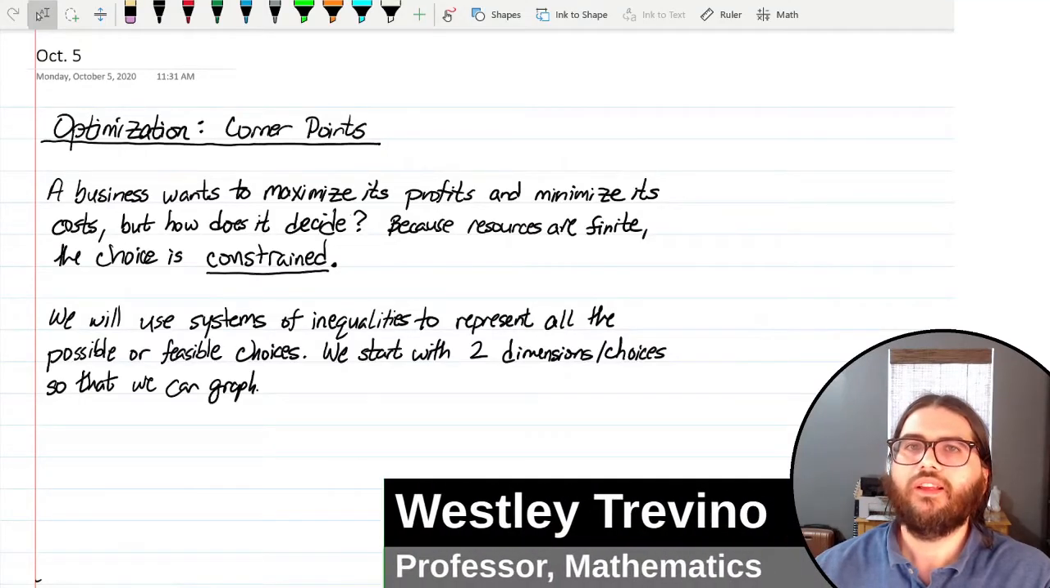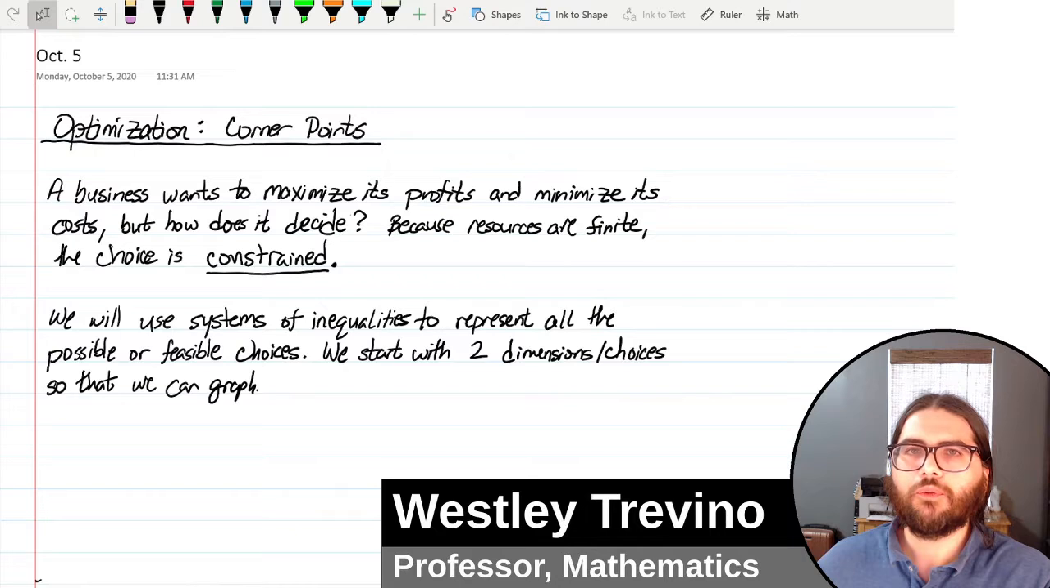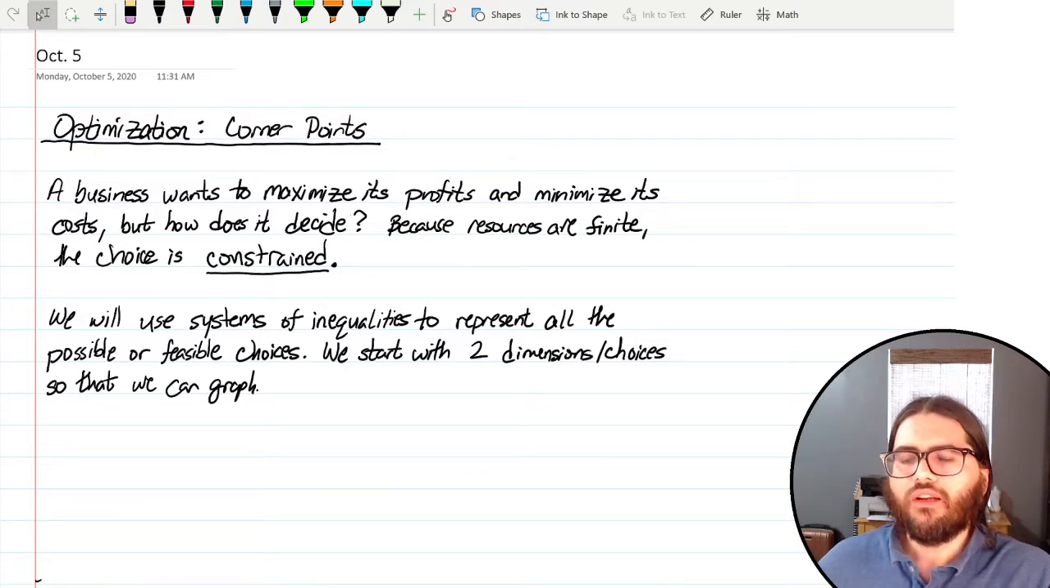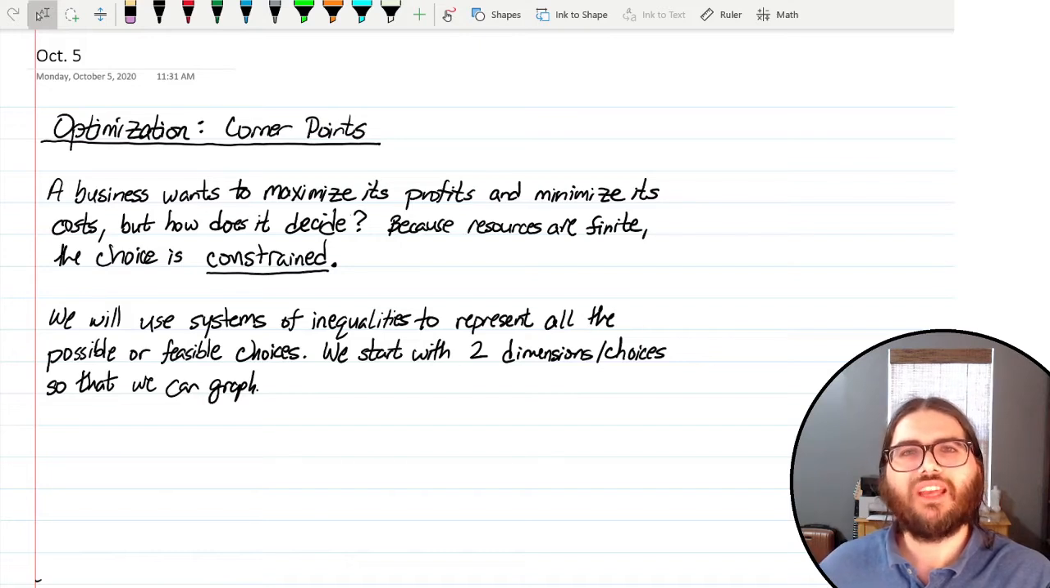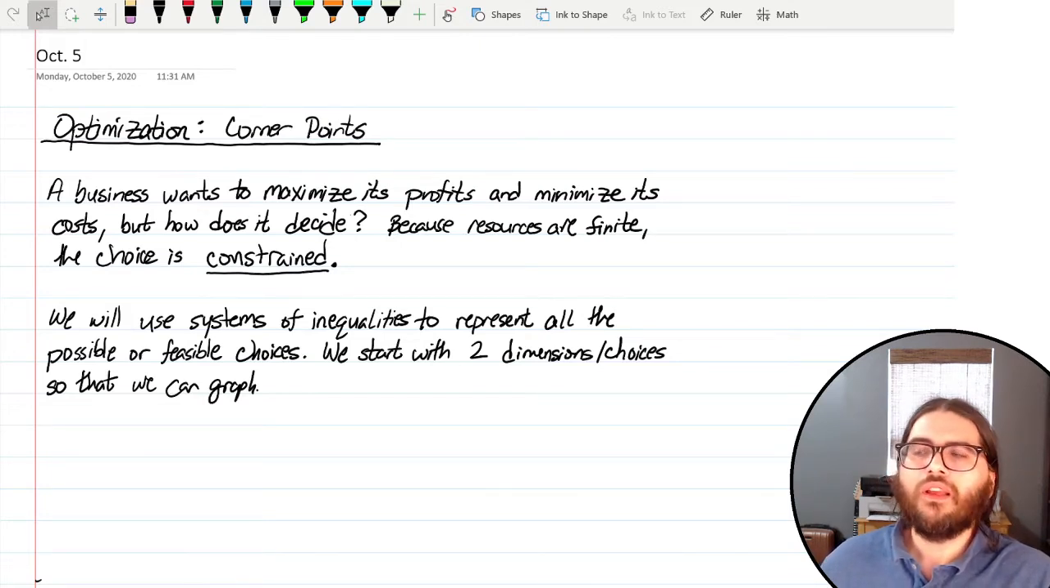Welcome back, everybody. Another lecture this week about optimization and corner point. In the previous couple of weeks, we've been looking at systems of linear equations and then systems of linear inequalities. And we saw that the inequalities needed to be graphed to be fully understood, and there were a whole bunch of solutions. We saw in linear equations where there could be many solutions, infinitely many solutions, but it was more of a special case than it was a general rule.